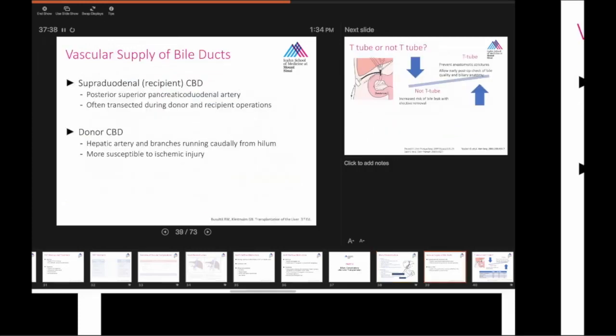All right. So the bile duct, important to talk about the vascular supply of the bile ducts. The recipient supraduodenal common bile duct is supplied by the pancreaticoduodenal artery, whereas the donor common bile duct is supplied by the hepatic artery and its branches. This is more susceptible to ischemic injury, and that's why sometimes patients who have ischemic biliary strictures, it's in the donor side where they develop that.